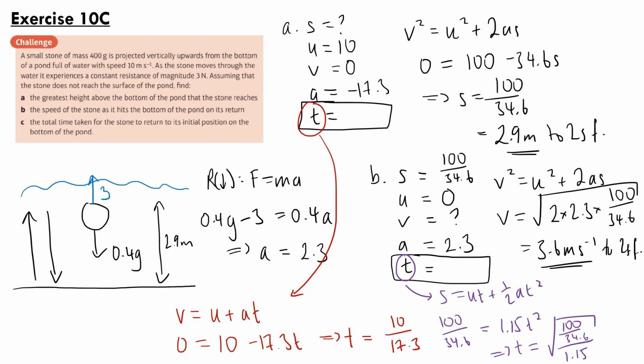Okay, and to find the total time taken, we need to add these two values of t together. So putting this into your calculator, 10 over 17.3 plus the square root of (100 over 34.6) over 1.15, we get 2.2 seconds to two significant figures. That's our final answer.